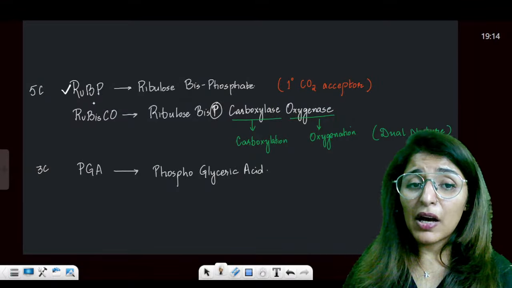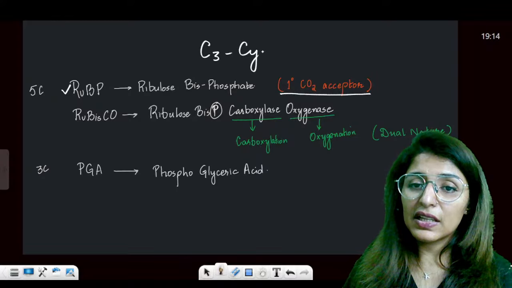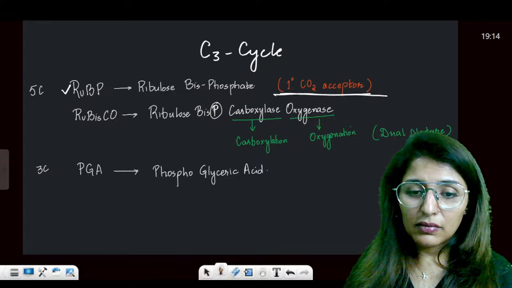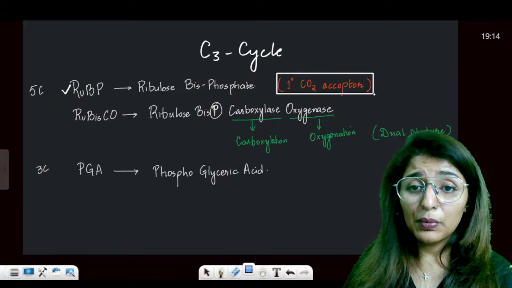So guys, this is the full form of RuBP. It is the primary CO2 acceptor for the C3 cycle. For the C3 cycle, what is the primary CO2 acceptor? Wait. The primary CO2 acceptor is RuBP.